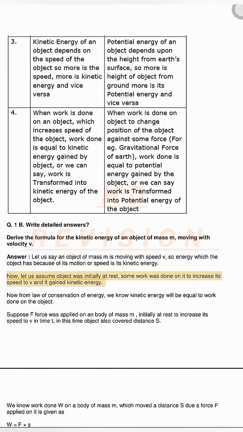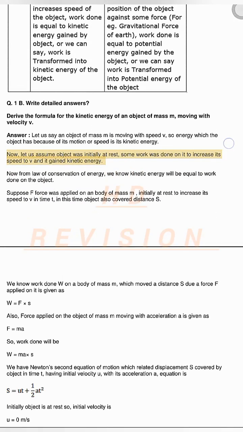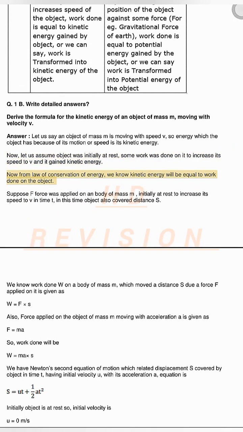Now, let us assume the object was initially at rest. Some work was done on it to increase its speed to v and it gained kinetic energy. Now from the law of conservation of energy, we know kinetic energy will be equal to the work done on the object.